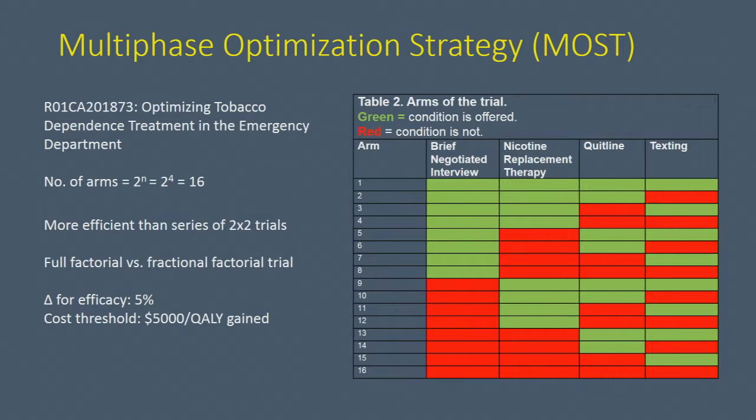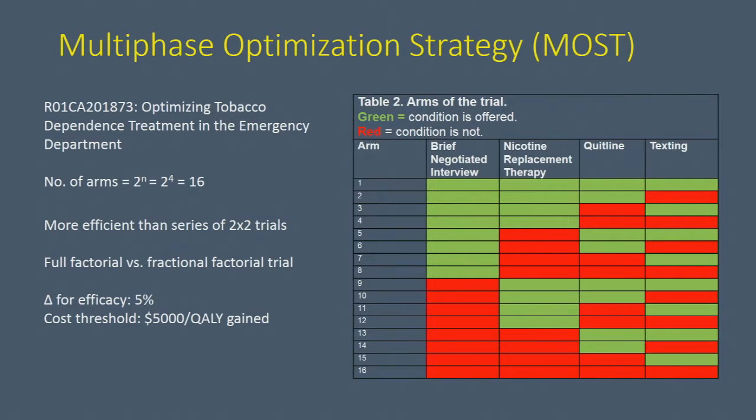It really doesn't. Okay. And this is a more efficient way of studying the efficacy of these rather than doing, let's say, a series of head-to-head trials, you know, counseling versus meds versus quitline, et cetera. So that's part of the efficiency that you get from MOST designs. Does that make sense?